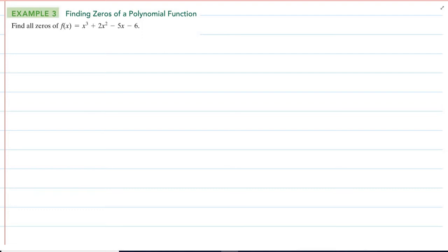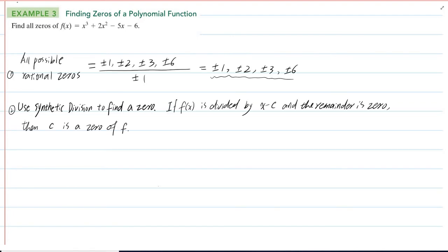Example 3 is finding zeros of a polynomial function. We have f of x equal to x to the third power plus 2x squared minus 5x minus 6. First of all, we're going to find all the possible rational zeros, just like we did earlier. Once you have step 1, you find all the possible rational zeros. Step 2, we're going to use synthetic division to find a zero from all these possible rational zeros. In this case we have 8 of them.